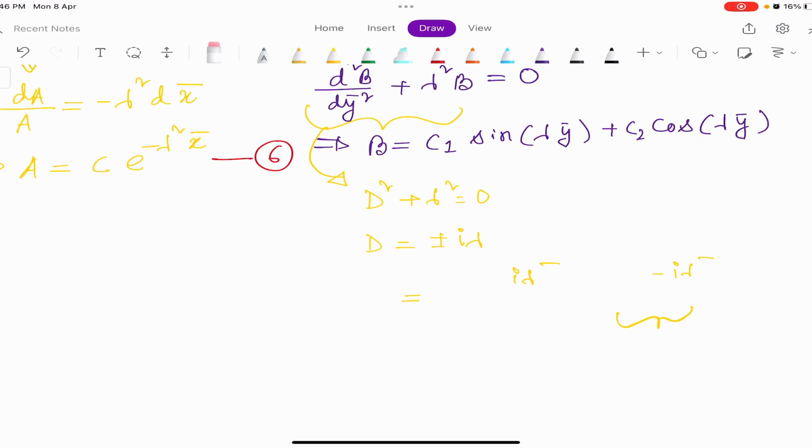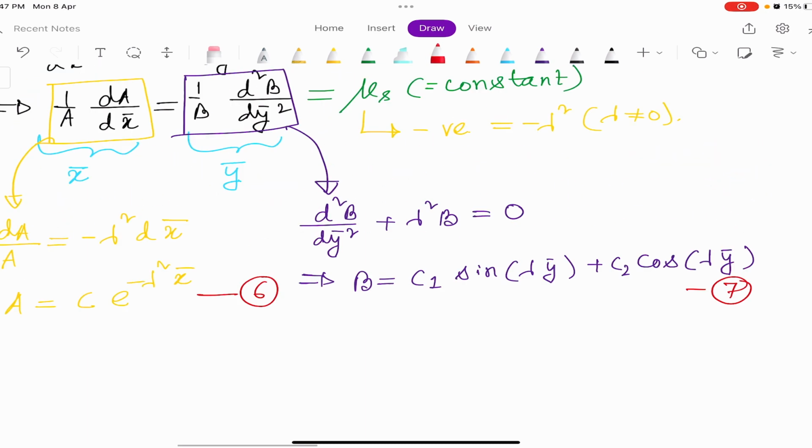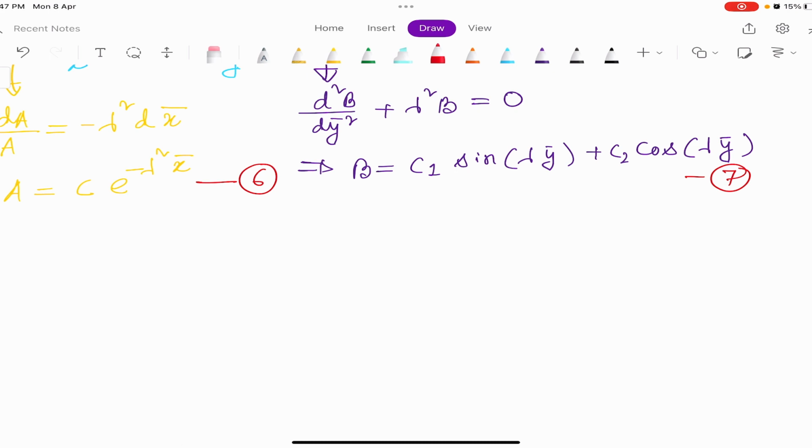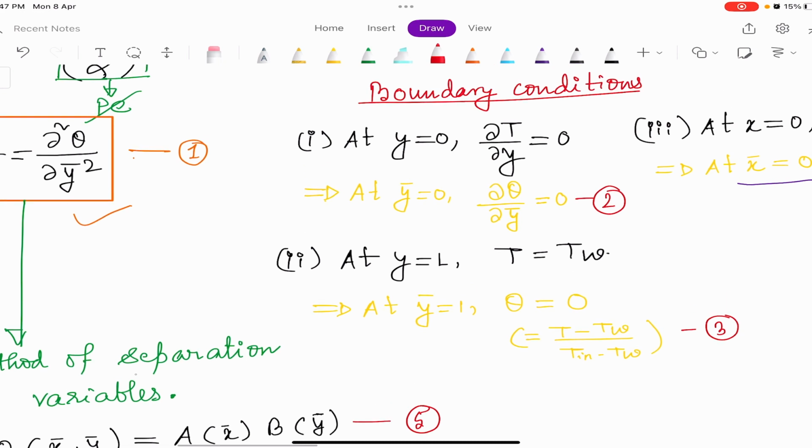From this way I used to remember this solution. But now I have done this many times, so I don't need to do this, I can remember it. So this is B. Let me term it as equation 7. For B we have the boundary conditions. B is dependent on Y, so the boundary conditions for y bar only we will take, that is equation 2 and 3.